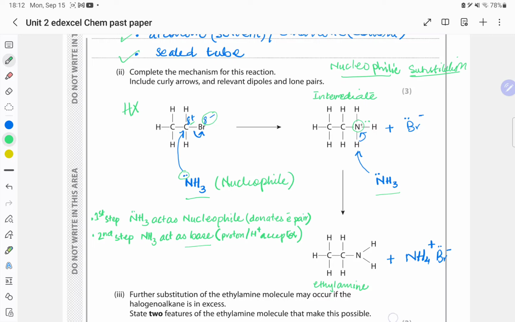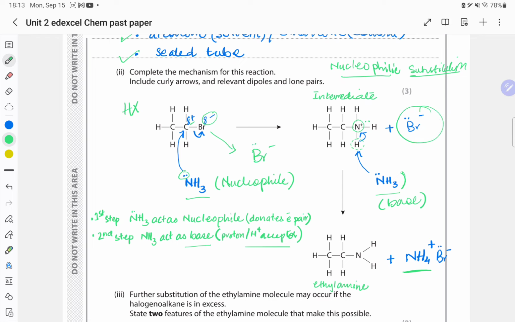That means it is going to donate the pair of electrons, but here it is acting as a base. So when it is acting as a base, it will accept the H positive ion. So here this H positive ion will be taken up by the base, by the ammonia base over here, and now it has become NH4 positive, and Br is from here. Here you have got one Br negative. You can see it over here as well.